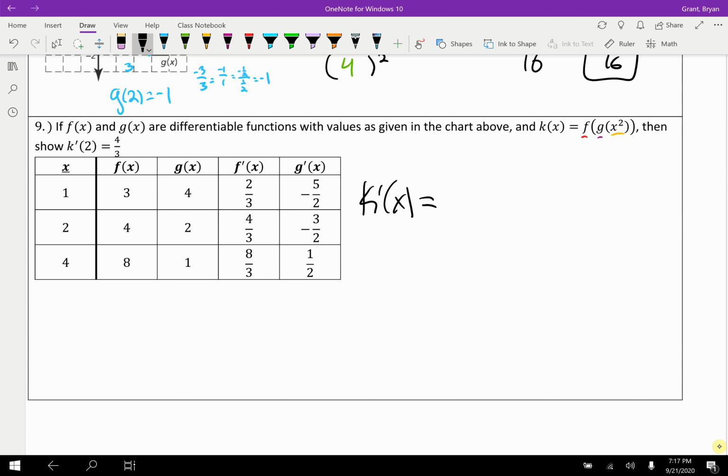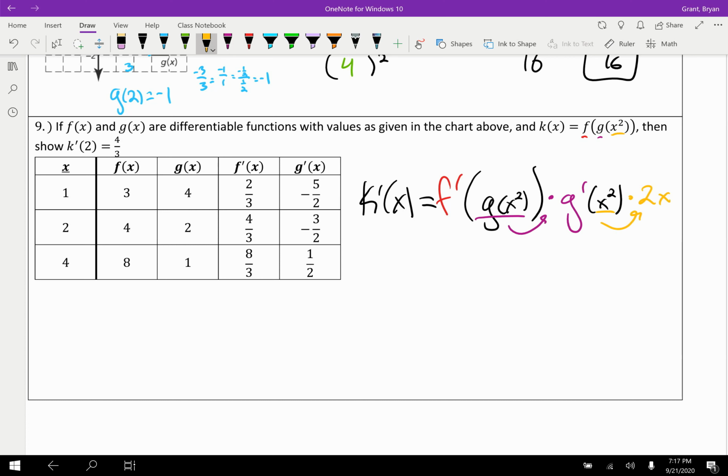K prime of x. Derivative of the outside function first, derivative of f, f prime. Easy. Keep the rest of it exactly the same. G of x squared. Sweet. We're not done yet though, because we just did the derivative of one part. Chain rule says next we do the derivative of the next outermost portion, which is g, so that becomes g prime. Keep the interior the same. Then we have to multiply by the derivative of what's still there, which is 2x. All right, not too terrible.